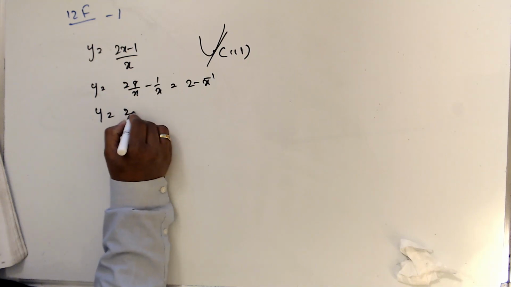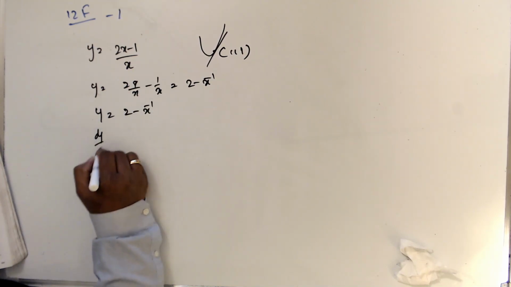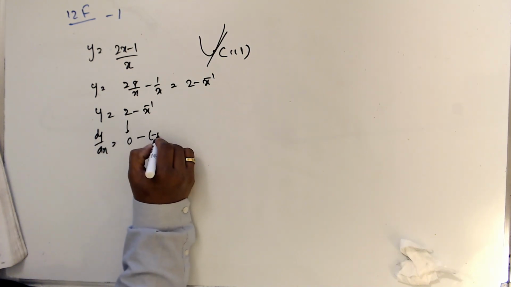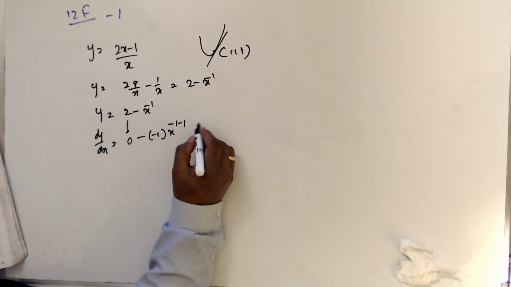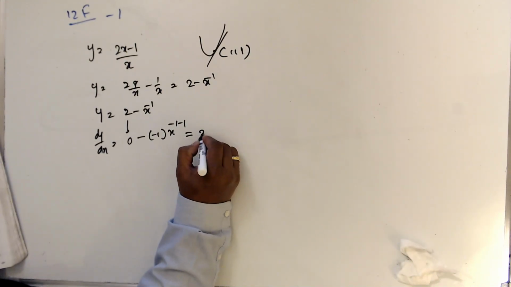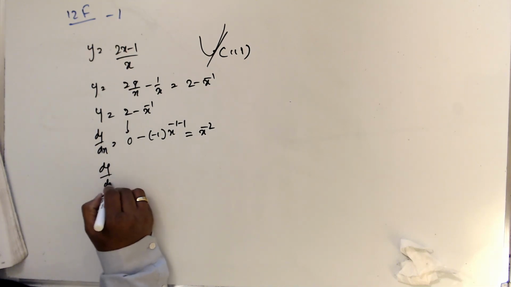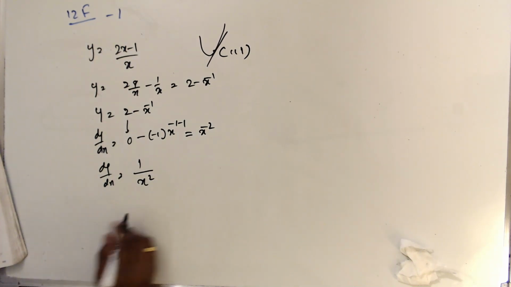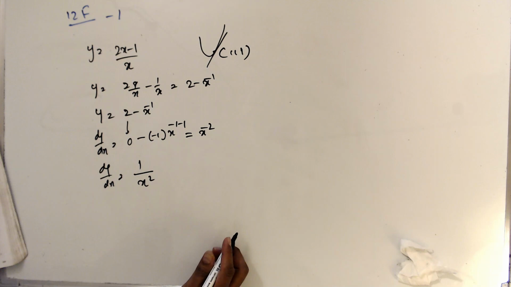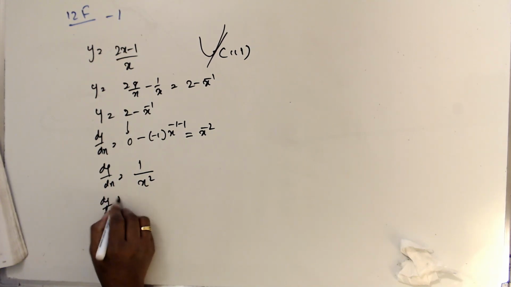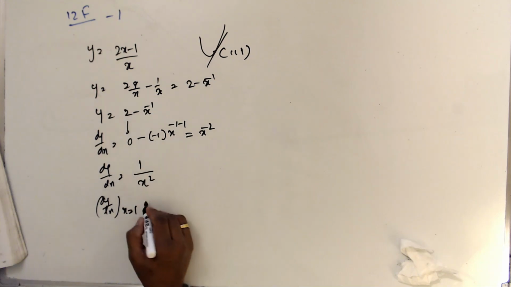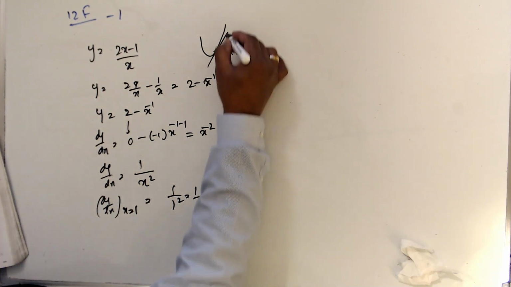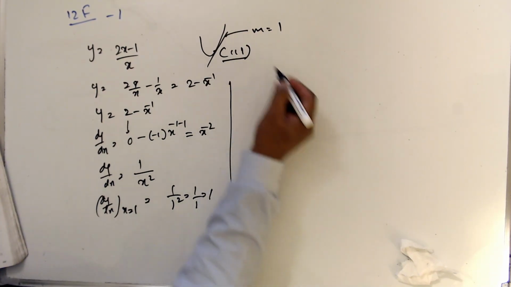Y equal to minus x minus 1. So dy over dx becomes 0 minus 1 times x minus 1 minus 1, so the answer is x minus 2. When x equal 1, dy over dx is 1 over 1 squared, 1 over 1, equal 1. Now the gradient is 1, and the point is given.